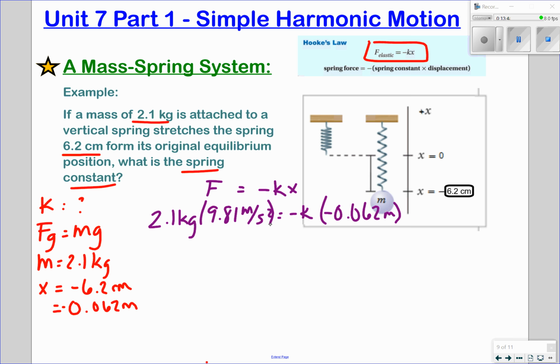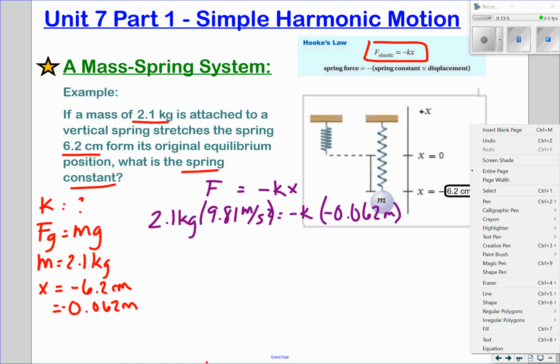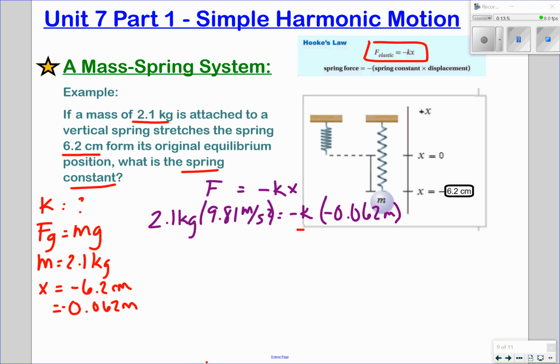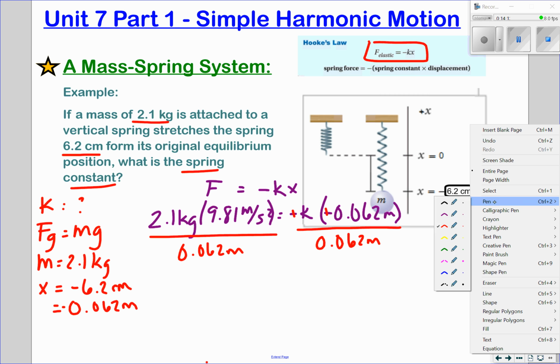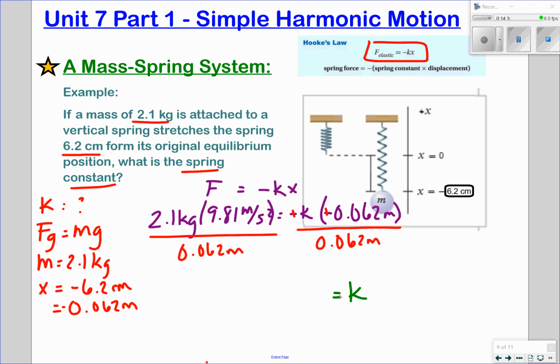So in order to keep our constant, K, by itself on the right side of our equation, we're going to solve for K by dividing. These negatives are going to become positive, so we're going to divide by 0.062 meters on both sides. And once we do that, we're going to get a spring constant value. We're going to end up taking this 2.1 kilograms times 9.81 meters per second squared, all over 0.062 meters.